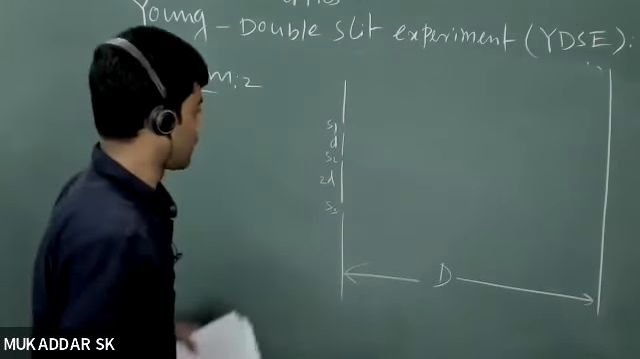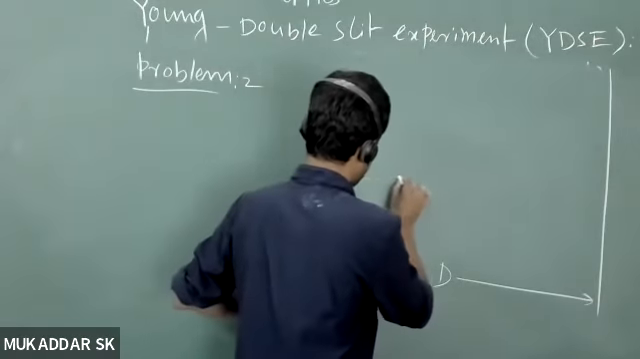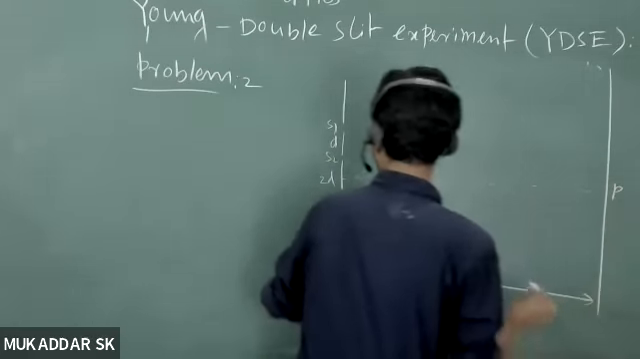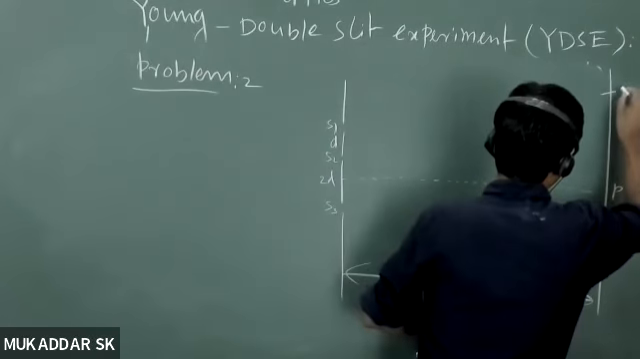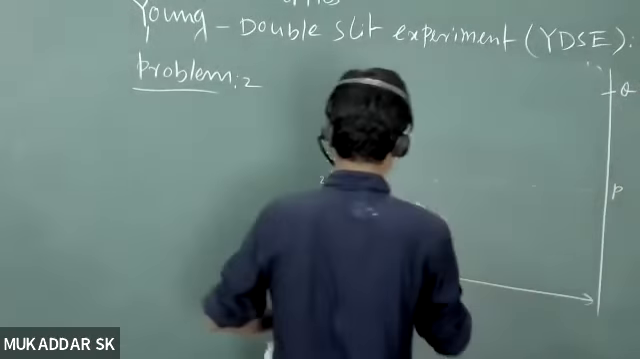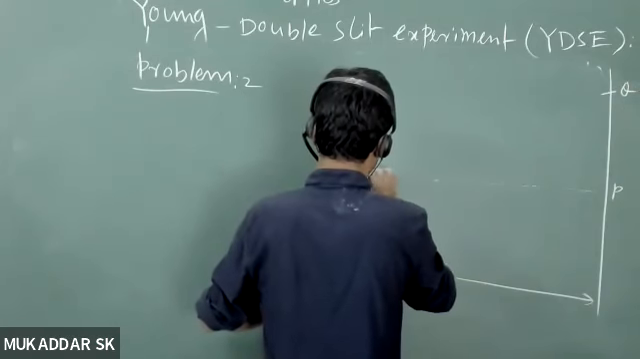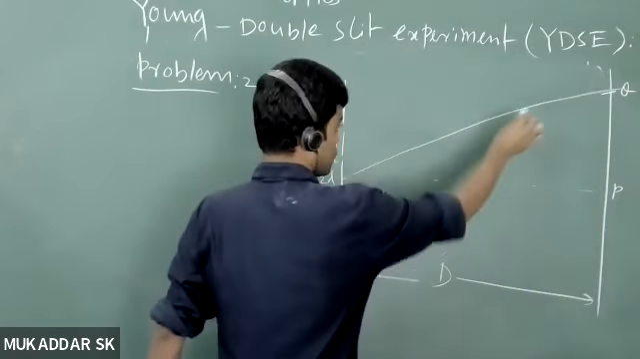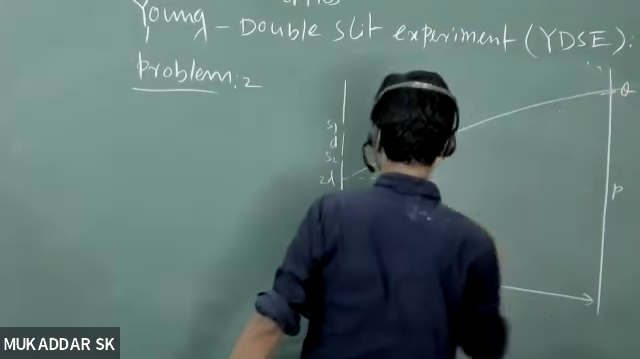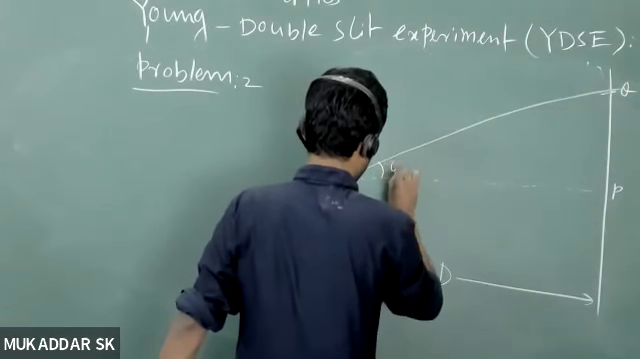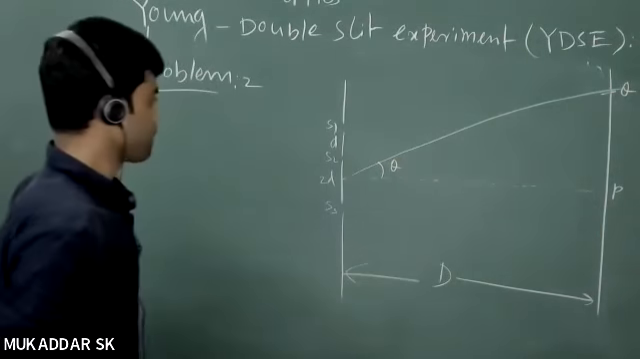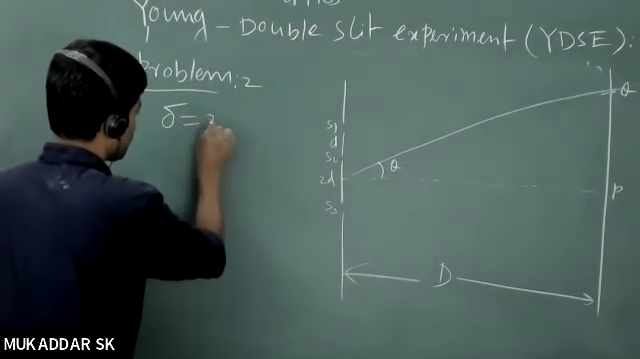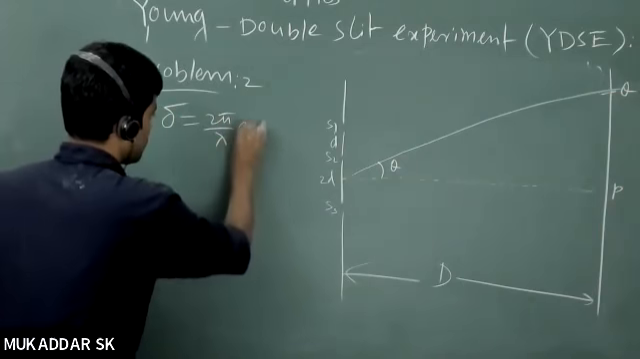Okay. And they have given you, this is your point P, and at point Q we have to calculate the intensity pattern. This angle they have provided. You can manage, you draw it properly. This point is Q here. This angle they have given, that is theta. Okay, and also they have given that delta equals 2 pi by lambda d sine theta.